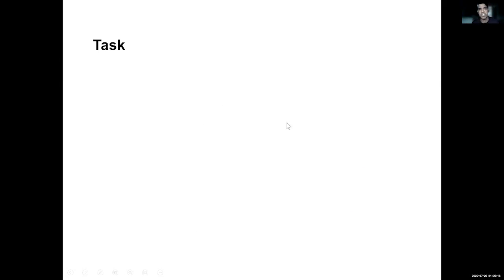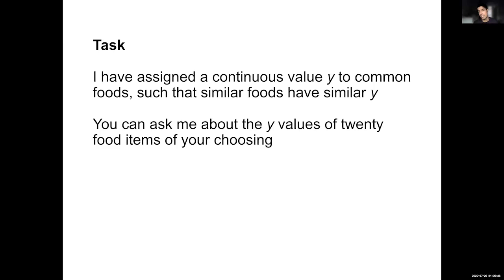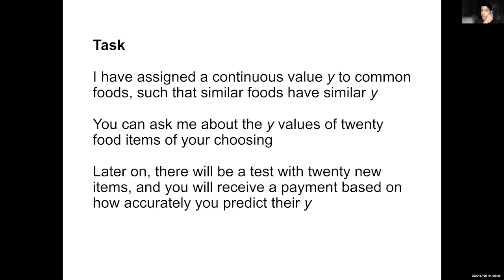Okay, so you're in our study. I give you this task, and what I've done is assigned a continuous value, let's call it y, to common food items, to hundreds or thousands of foods in the world. You don't know what these y values are, but you do know that similar foods have similar y values. Your task is to ask me about the values of 20 food items of your choosing. You have to retrieve these 20 items out of your mind, one after the other, and ask them to me. I'll tell you what their y values are. After that, there'll be a test phase in which I will present you with 20 new food items, and you'll have to guess their y values, and you receive a payment based on how accurately you predict their y.